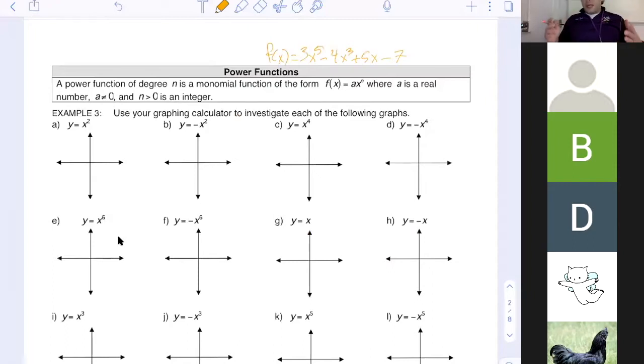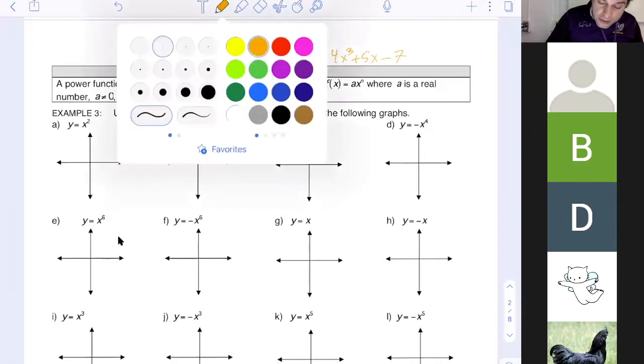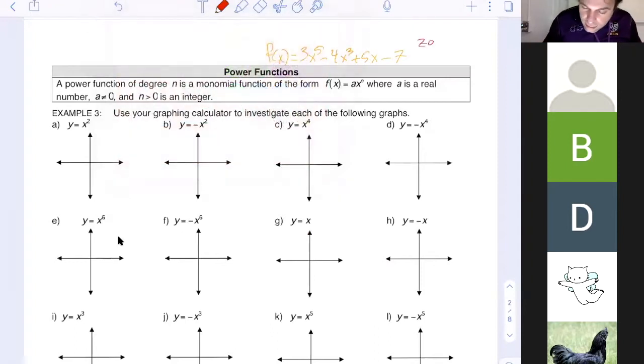But at the end of the day, if you zoom out, it looks like 3x to the 5th. So the end behavior of the power function is what it looks like at its most basic core, right? And what it looks like as you go to negative infinity, as you go to positive infinity.